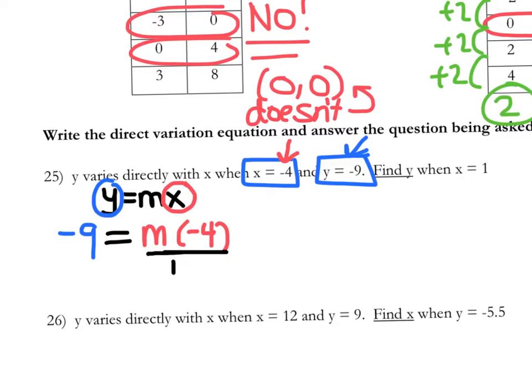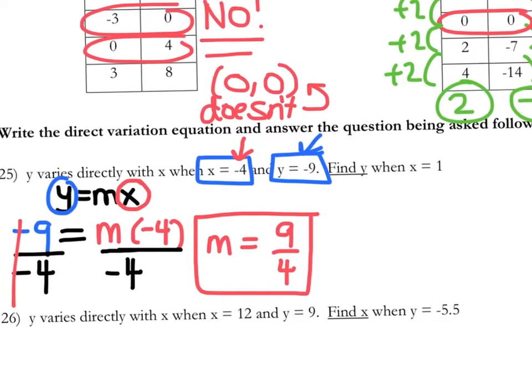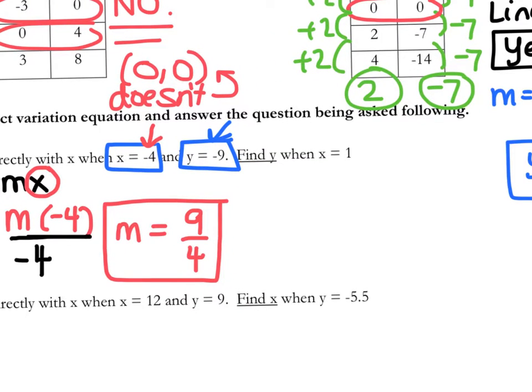So I'm going to divide both sides by this -4. And let's see, these negatives will cancel. So my slope is 9/4. Now, what does that mean? That means that this is my equation. y equals 9/4 times x. I need to use this equation for the next part.